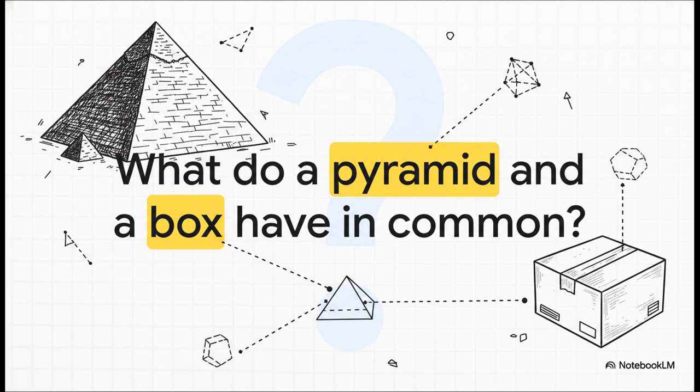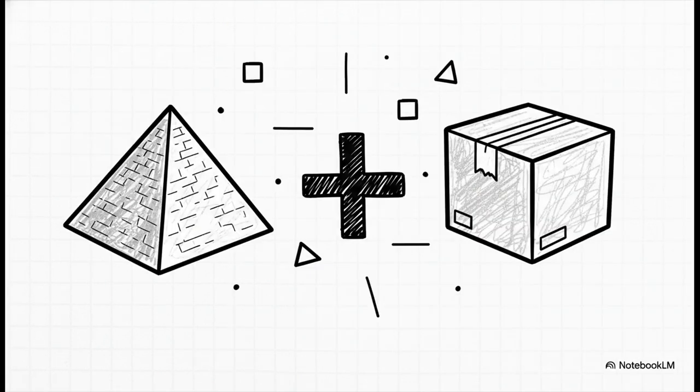Okay, let's start with a little riddle. You've got a massive ancient pyramid, and you've got a plain old cardboard box. What in the world could they possibly have in common? I mean, on the surface, they couldn't be more different, right? Well, it turns out they have a lot more in common than you'd think. They're actually built from the exact same geometric toolkit. So let's break down the rules that connect them. I promise, by the end of this, you're going to start seeing these shapes absolutely everywhere.